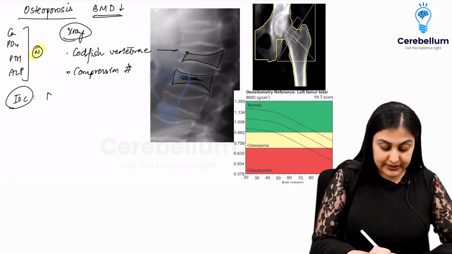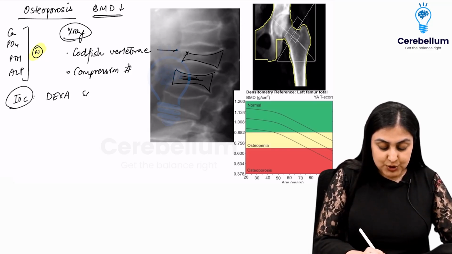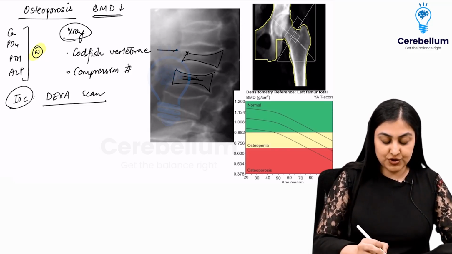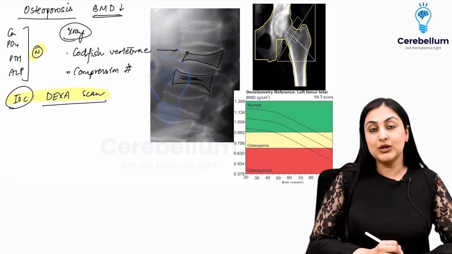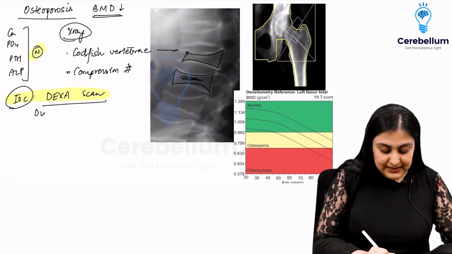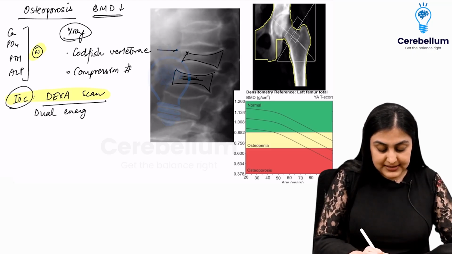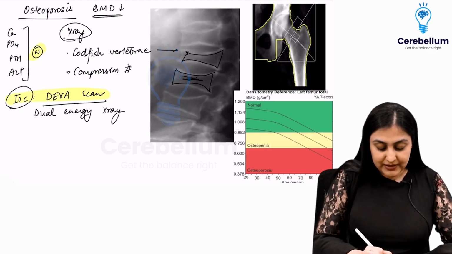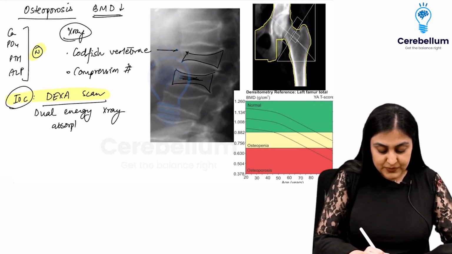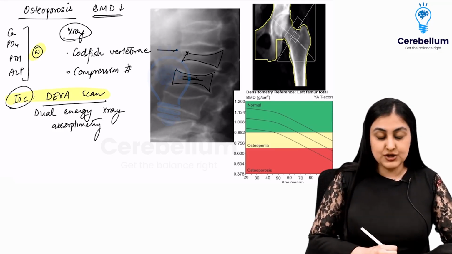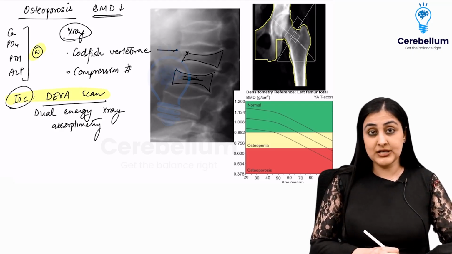You want to remember, it is DEXA scan. So the investigation of choice for osteoporosis is dual energy X-ray absorptiometry. DEXA stands for dual energy X-ray absorptiometry. Okay, so DEXA is the investigation of choice.